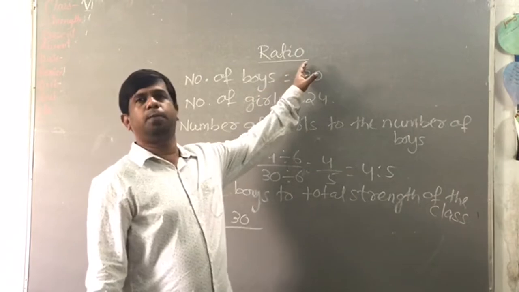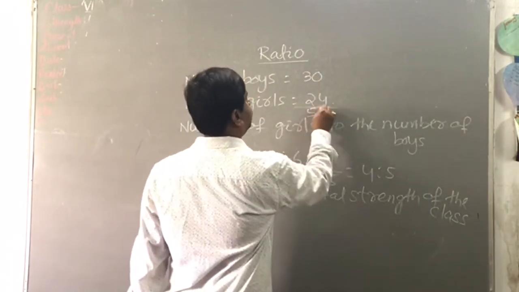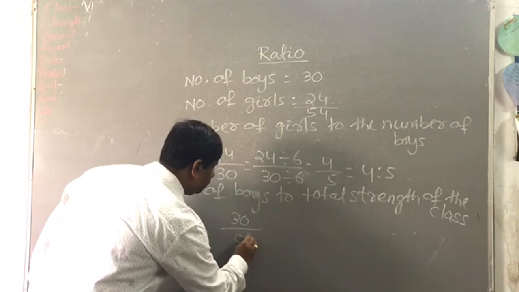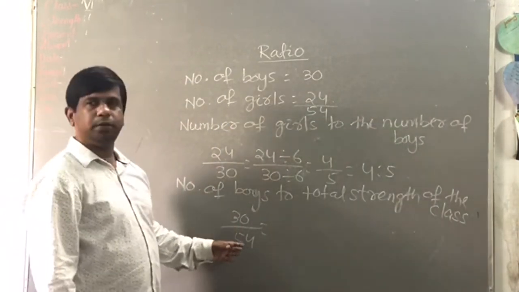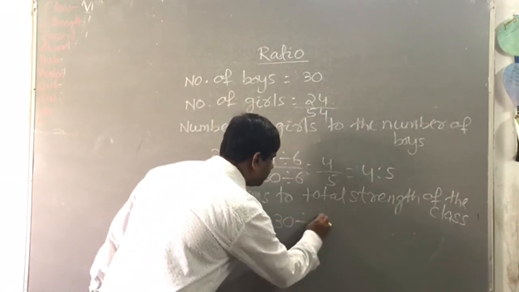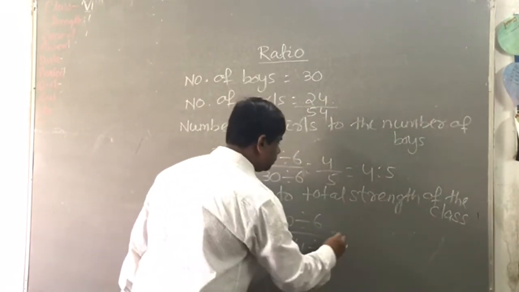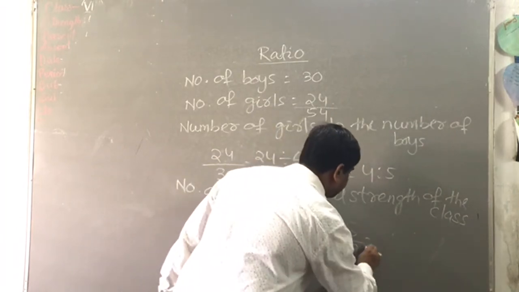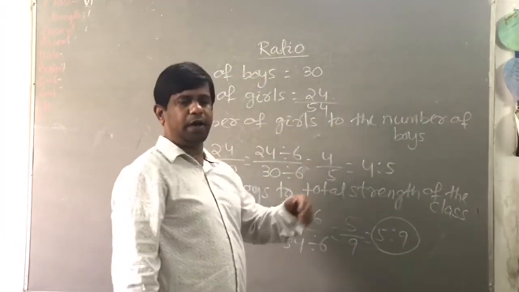Total strength means number of boys plus number of girls. So it becomes 54. So what is the HCF? Can you say what is the HCF? Okay, 6. Very good. So 30 divided by 6, 54 divided by 6, that is 5 by 9, that is 5:9. So this is the ratio.